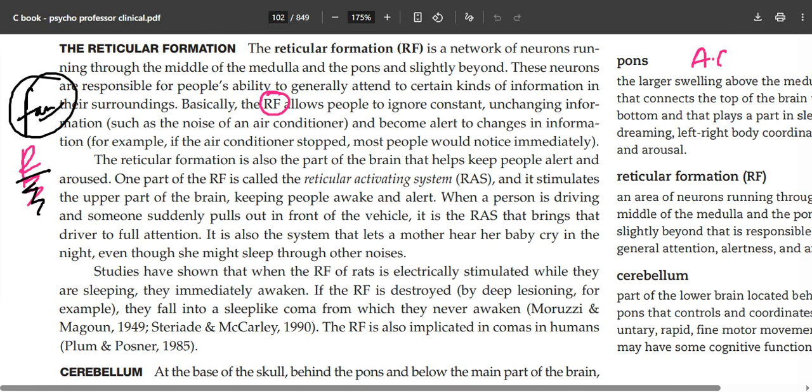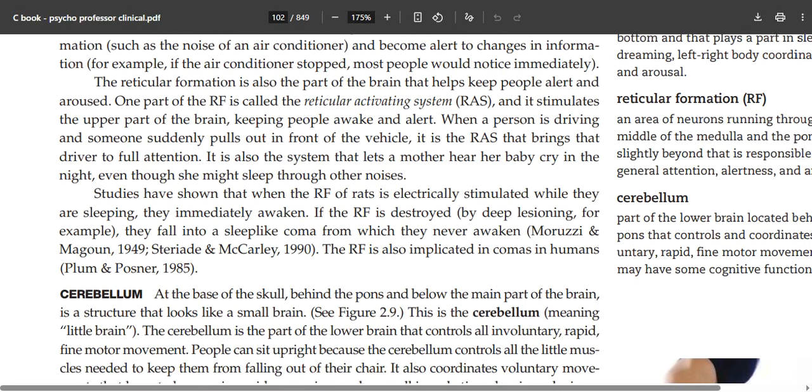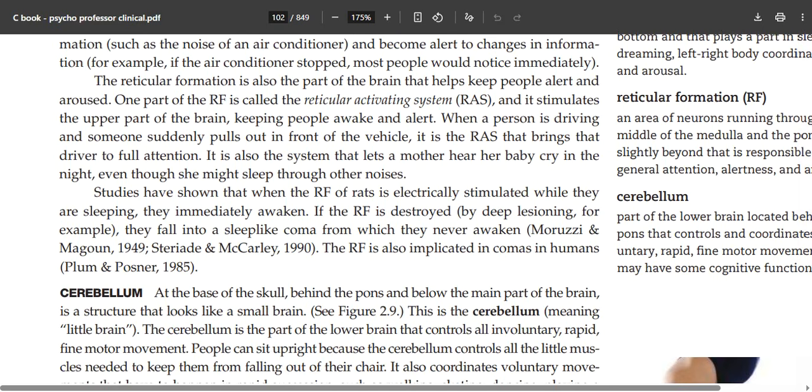So next time you are in an air-conditioned room, listening to the engine sound, and you are witnessing a fan running right in your ceiling, then it suddenly stops. Why are you attentive, why are you alert over there? Because of this reticular formation running from the middle of your medulla. So thanks to the RF, now it is important. The reticular formation is also the part of the brain that helps keep people alert and aroused.